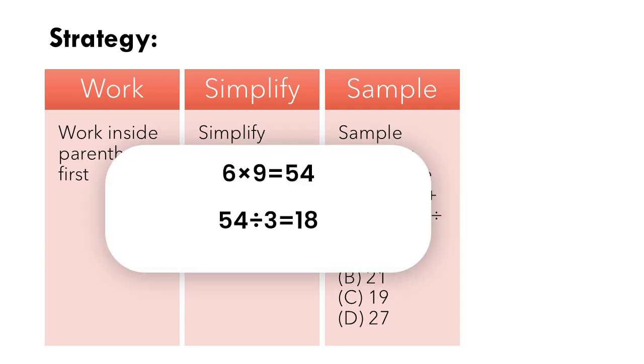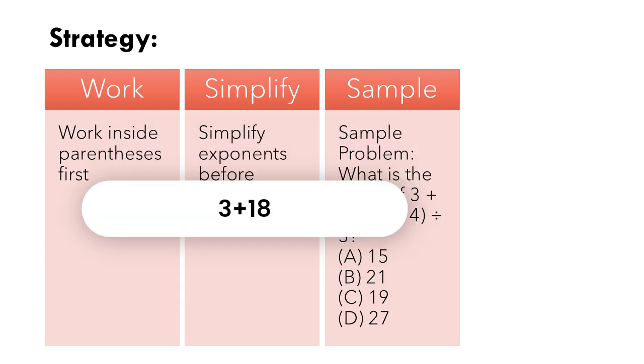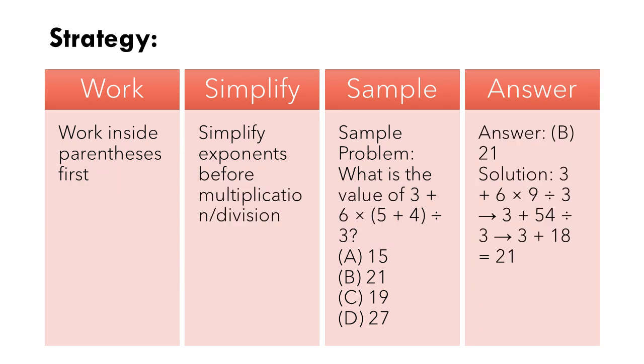Then we divide. 54 divided by 3 is equal to 18. Now we're left with 3 plus 18. And that gives us 21, so the correct answer is B, 21. A common mistake would be adding 3 plus 6 first, which would give the wrong answer. Always follow the PEMDAS order, and when in doubt, rewrite each step to keep it organized.